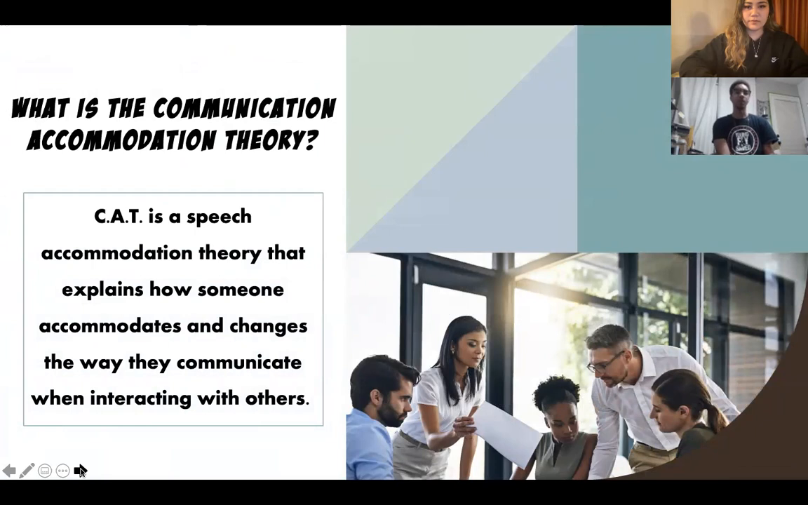So, what is the communication accommodation theory? Also known as CAT, it is a speech accommodation theory that explains how someone accommodates and changes the way they communicate when interacting with others, such as when you're at work, how you would kind of code switch when you're interacting with a boss rather than a coworker, or if you are at school, how you would communicate differently with your friends rather than you would a teacher or a person of staff.